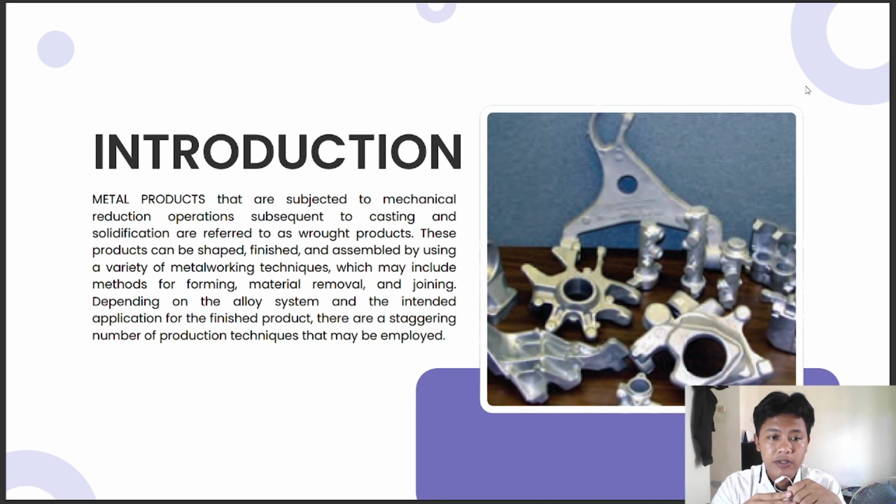Introduction. Metal products that are subject to mechanical reduction operation subsequent to casting and solidification are referred to as work products. These products can be shaped, finished, and assembled by using a variety of metalworking techniques, which may include methods for forming, material removal, and joining. Depending on the alloy system and the intended application for the finished product, there are a staggering number of production techniques that may be employed.